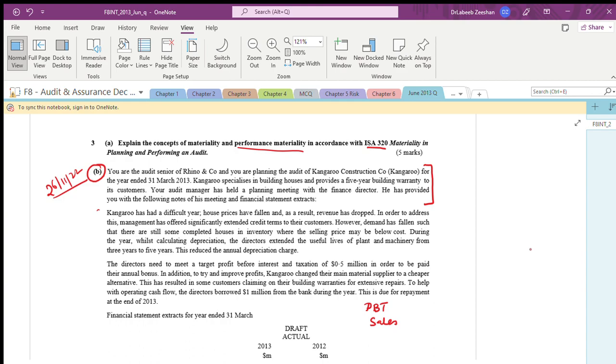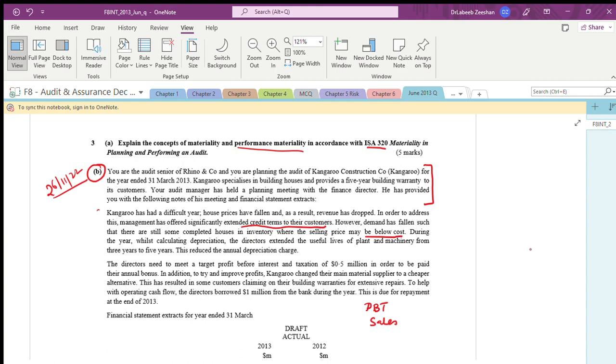Kangaroo has a difficult year. House prices have fallen. As a result, revenue has dropped. Same, you can sense that. Only the situation is different, otherwise the flow is the same. The revenue has dropped. In order to address this, the management has offered significantly extended credit terms to the customers. However, demand has fallen and there were some completed houses in inventory where the selling price may be below cost.